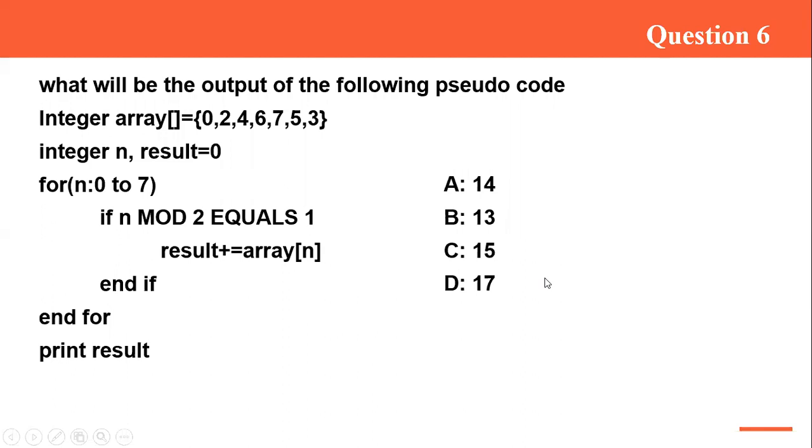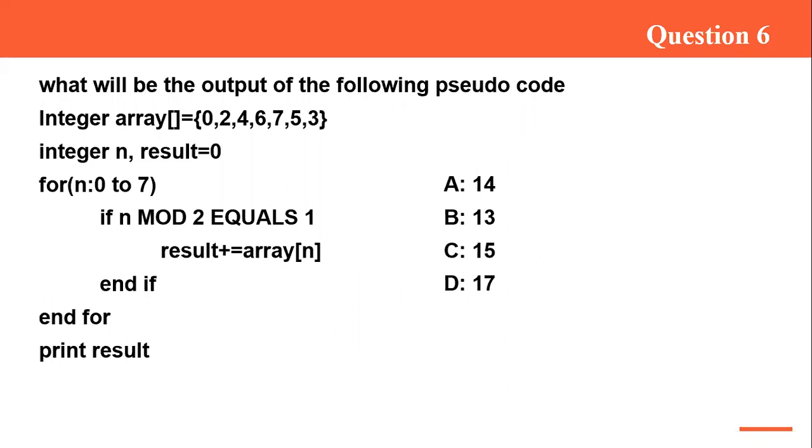Boys and girls, before that, I just want to make clear who got different answers. Just see what is the n value there. n is 0 to 7 and we are checking whether n mod 2 equals 1 or not. And what is n there? n is the index there. So we are checking if the index is odd, we are adding the odd indexed elements in the array. Am I right?